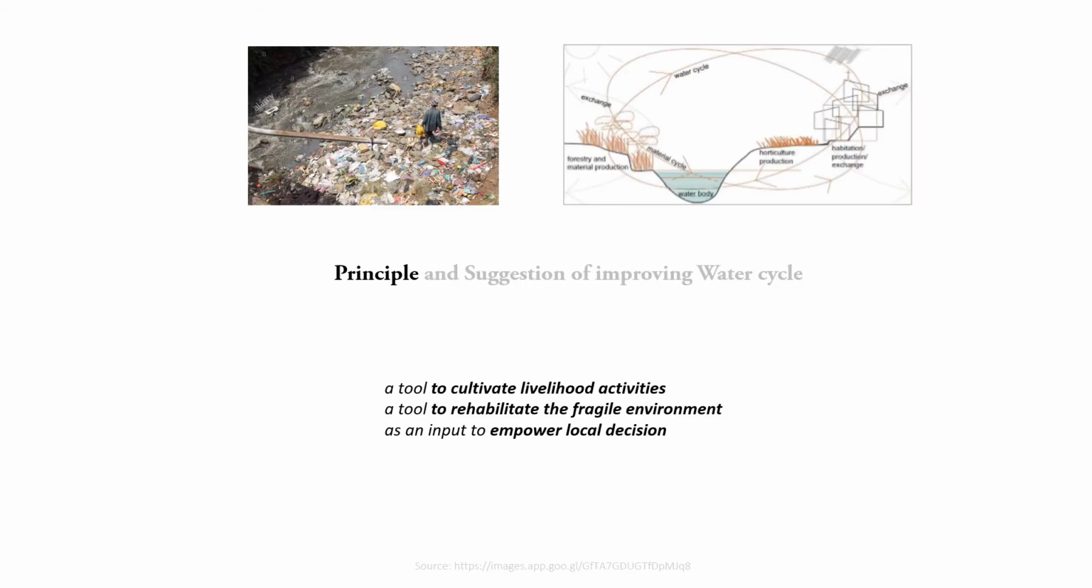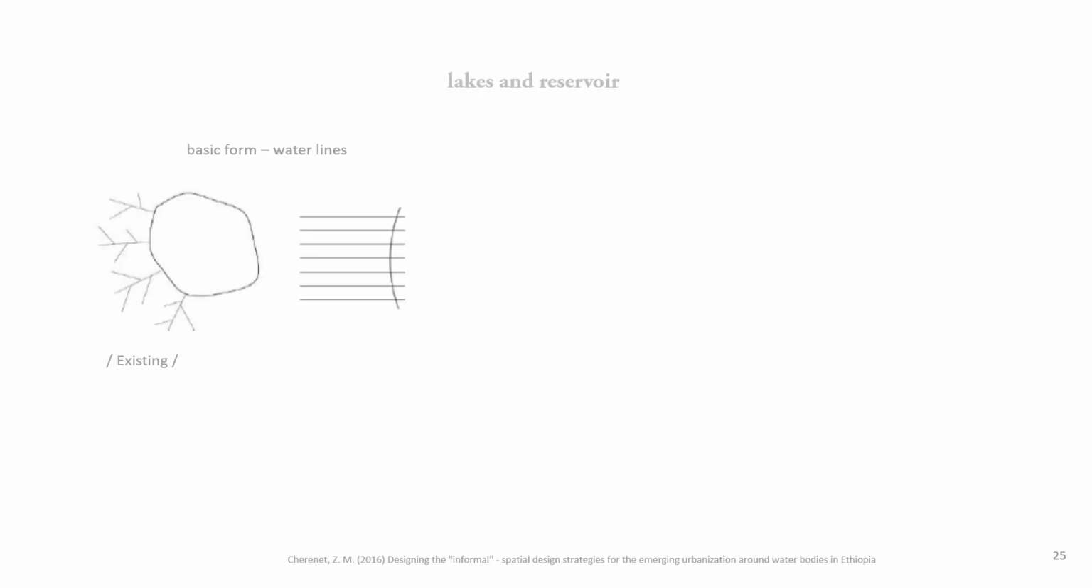About the principles, we should see spatial design in the informal as a tool to cultivate livelihood activities, a tool to rehabilitate the fragile environment, and also an input to empower local decisions. After understanding these principles, we have certain suggestions for different water bodies for improving their water cycle. For example, for lakes and reservoirs, the waterline is particularly important for sustaining water resources in this case.